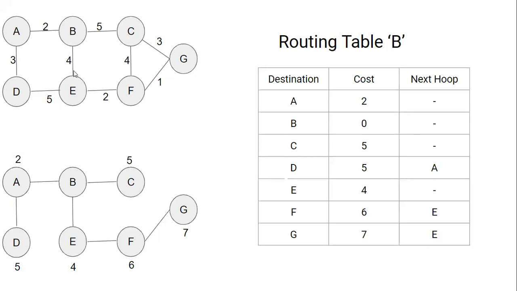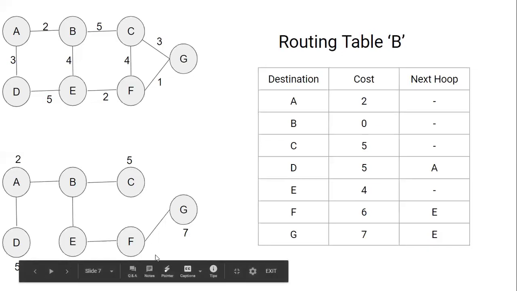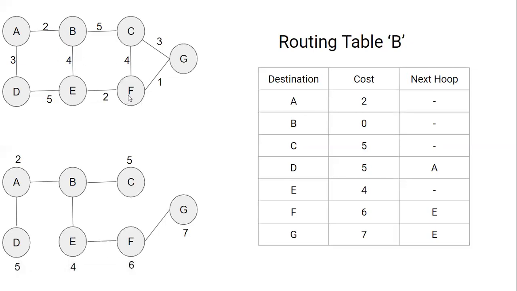So we need to travel from B to F in this way: B, E, F. I have written the value as 6 here. Now G. From B to F we have already traveled, it is 6. So if we add 6 plus 1, it will become 7.